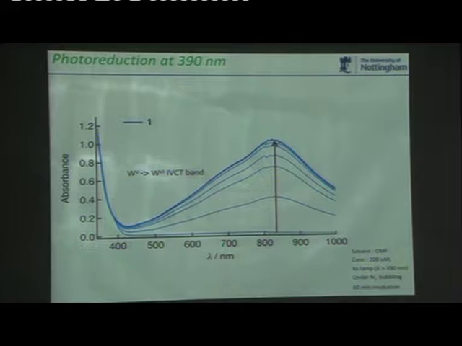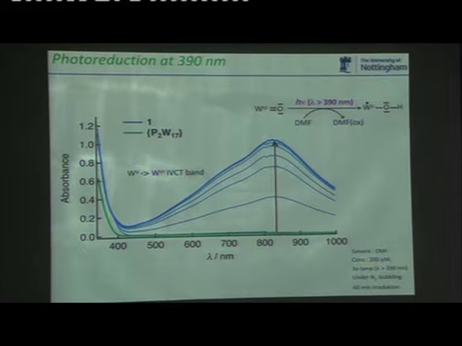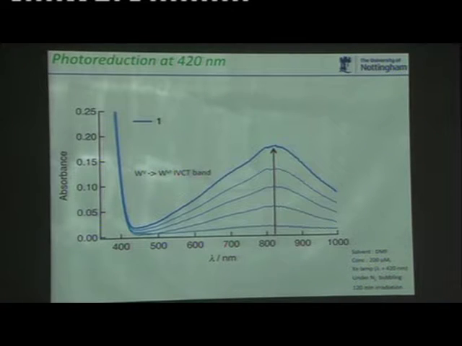What we found when we irradiated over 390 nanometers was we got our compound 1 reduced fairly well. P2W17 didn't reduce at all. P2W18 a little bit. And actually it reduced to the 2 electron reduced species, which is a different story. At 420 nanometers, compound 1 reduces again by 1 electron relatively well. And P2W18 almost doesn't reduce at all.